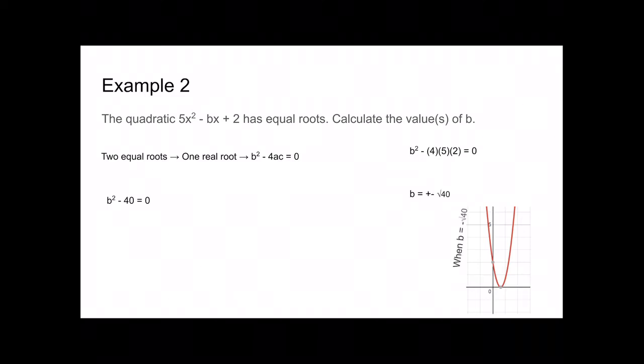As you can see on the right hand side, that's when b equals negative square root of 40, and it touches the x-axis once. And when b equals positive square root of 40 on the left hand side, you can see it also touches the x-axis once, just in different locations. However, it still meets the criteria of equal roots. So both of these are valid answers. Remember, in the exam, don't forget to include the plus or minus, because you could get penalized.